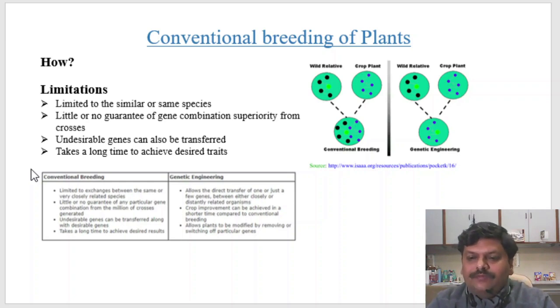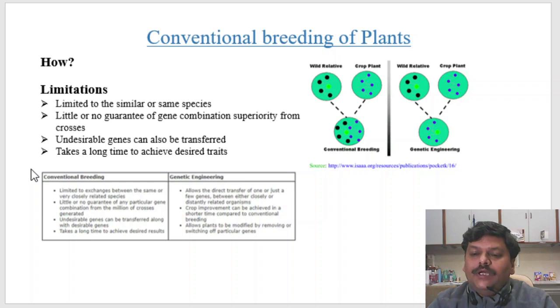We are just mixing 50-50% genes from both the parents, and one of the major concerns is it takes very long time, because if we are targeting for one single trait by conventional breeding, then after making hybrid in first generation we need to do selfing for 7 or 8 or 9 generations through backcrossing. I'm sure you know what is backcrossing, and it takes a very long time.